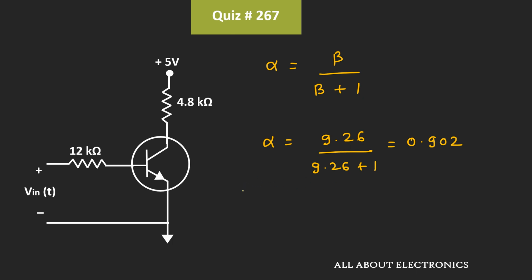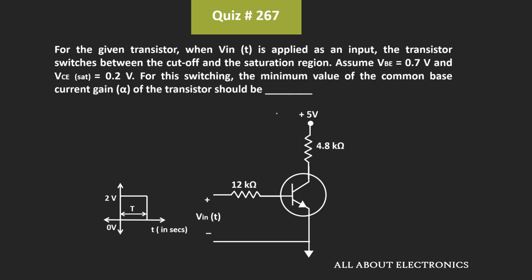So from this we can say that the minimum value of the common base current gain should be equal to 0.902. That means for the given question, the minimum value of the common base current gain is equal to 0.902.